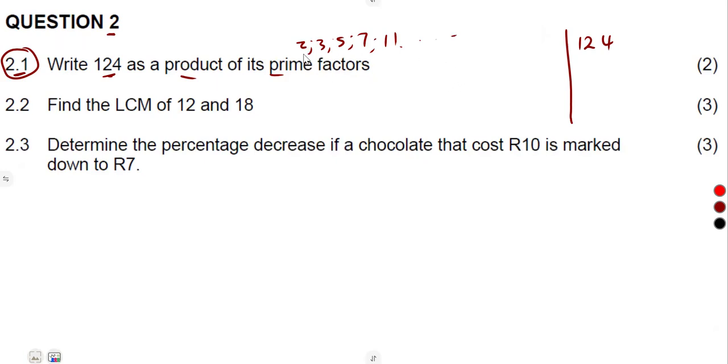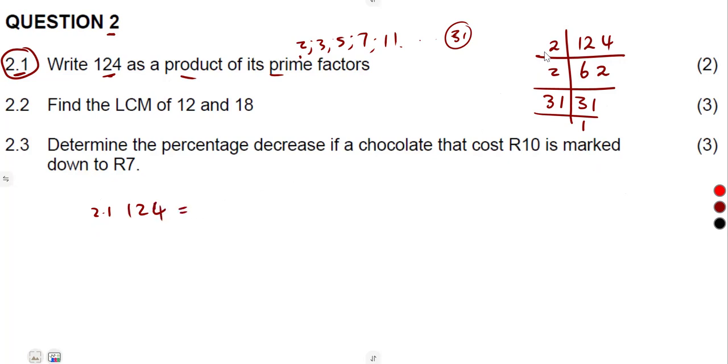So you have to try the smallest prime number, which is 2. Yes, 2 can work here. So divide by 2. 124 divided by 2 is 62. Again, we try 2. Yes, it's going to work here. So divide by 2. 62 divided by 2 is 31. We cannot use any other number on 31 because 31 is also a prime number. We do not have other factors besides 1 and 31. So we're just going to use that 31. 31 divided by 31 is going to give us a 1.